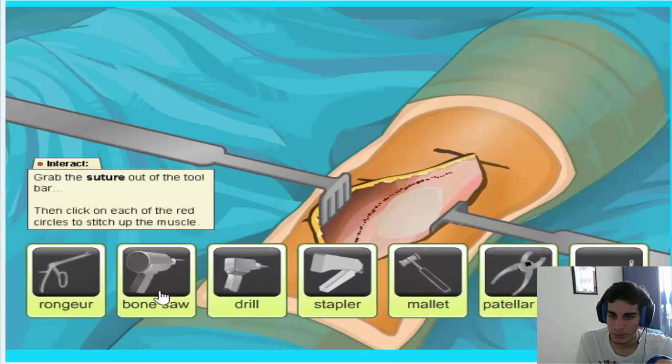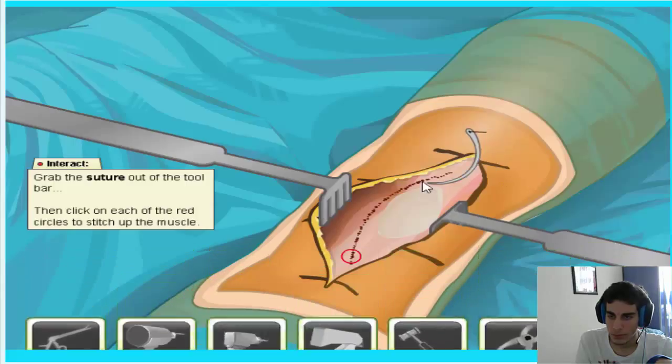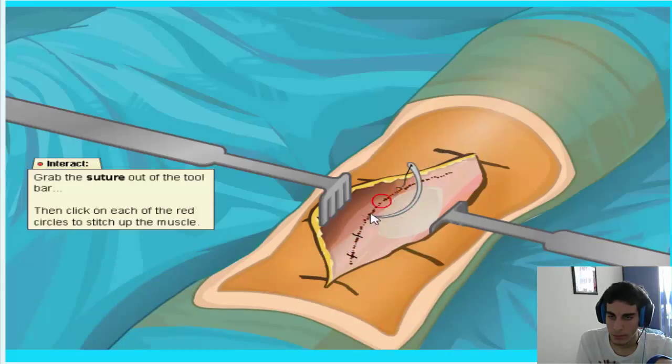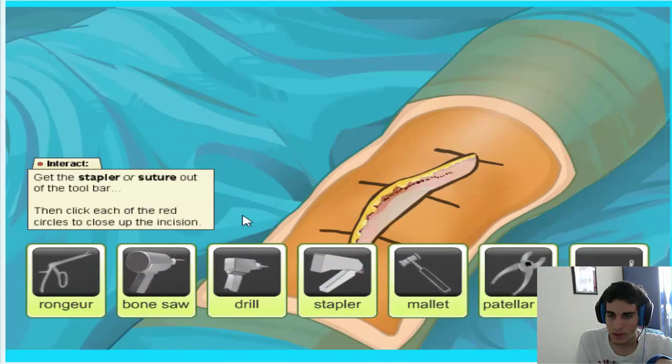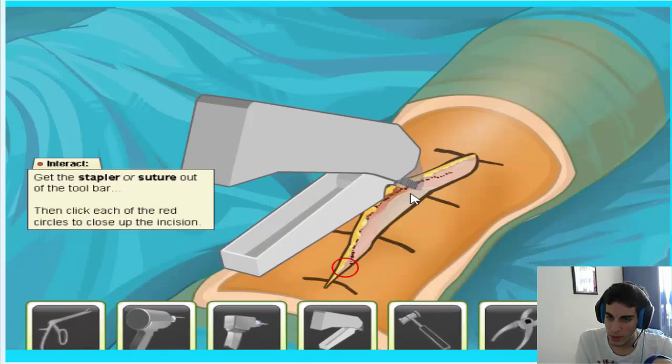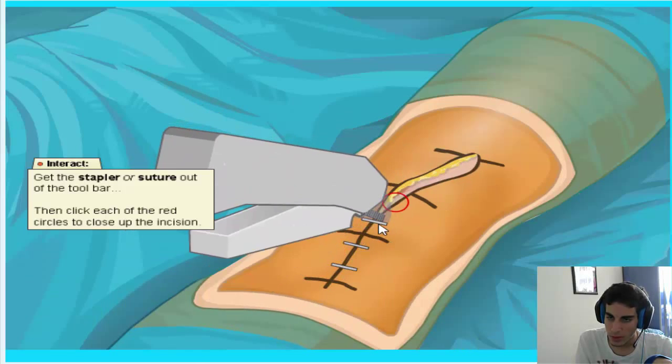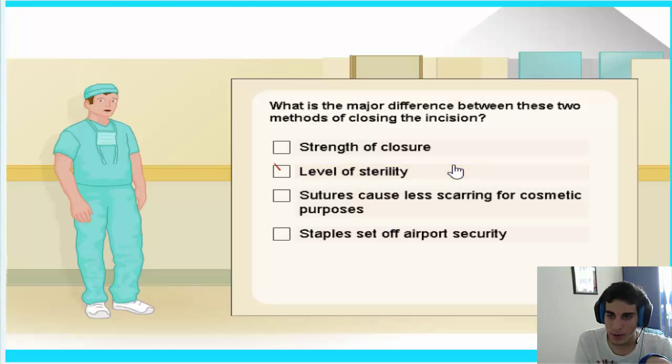First, suture the deep tissue and fat layers back together. For closing the surface incision, you have a choice between the stapler and the suture. What is the primary difference between these two methods of closing the incision?